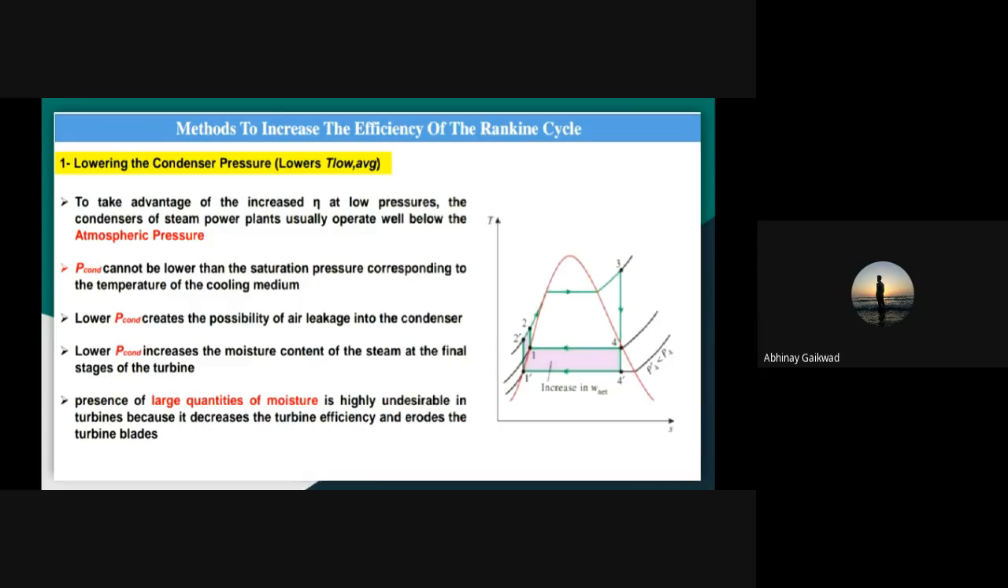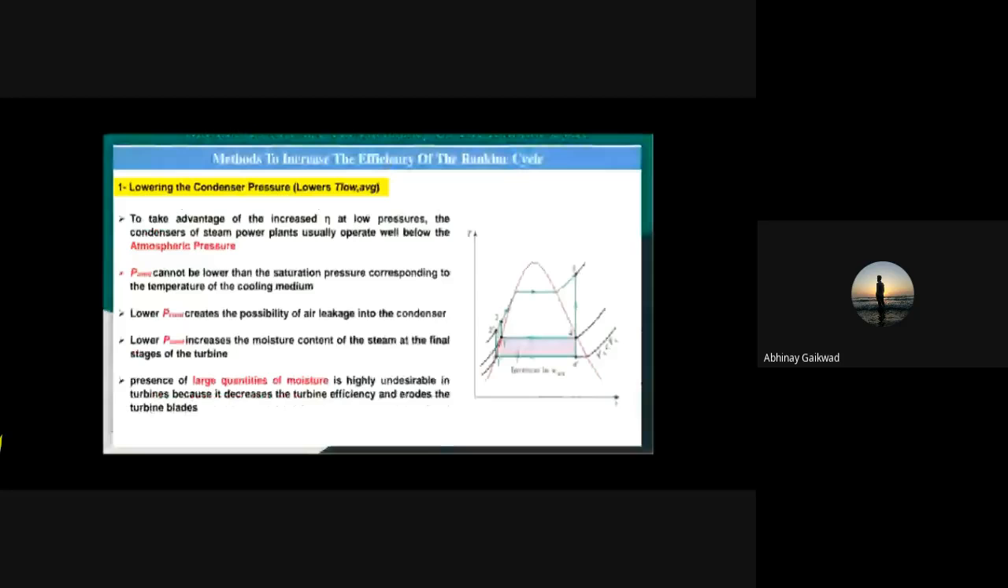So we cannot lower the condenser pressure below the saturation pressure. Below that saturation pressure we should not go. So that point we have to consider. This is the one point about the methods to increase the efficiency. Okay, got it. Now the remaining 3 points I will cover in the next lecture.